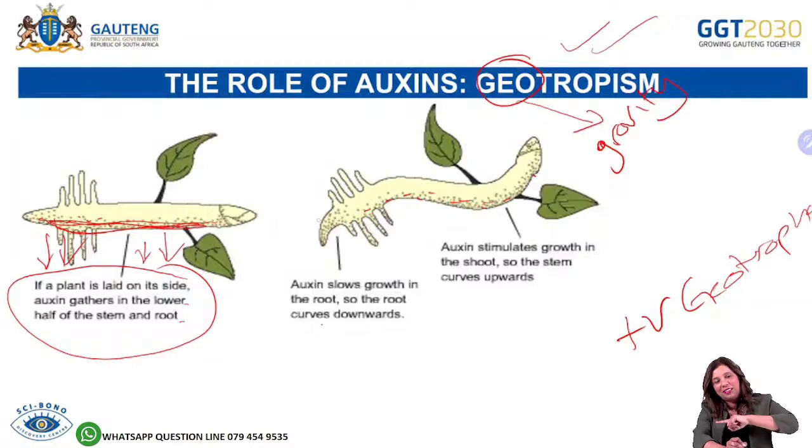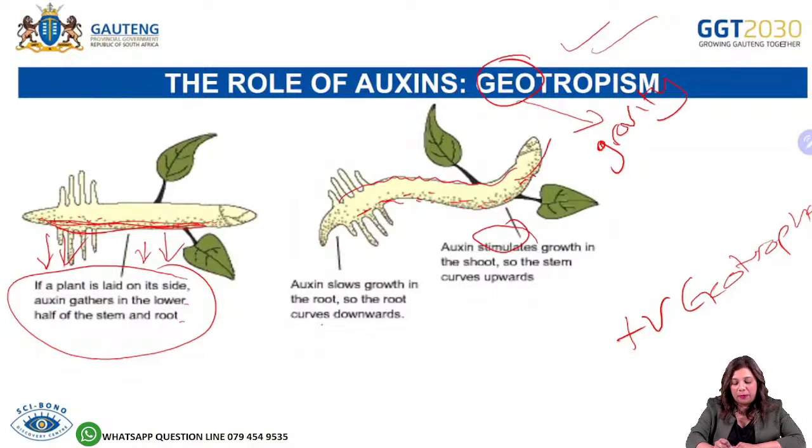Remember, we said auxins have the opposite effect. So even if there is auxin here, we would expect it to grow, but it doesn't cause the plant to elongate because it's in the root. It inhibits the growth. But it doesn't stop the growth, because if you look at the top of the root, these cells are still normal, so they still continue to grow. And as a result, the auxin stimulates growth in the shoot, and then the stem curves upward.